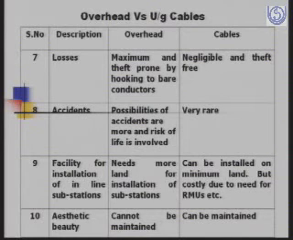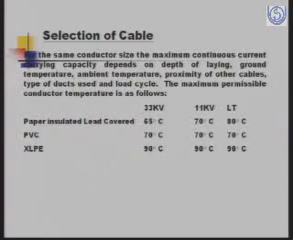Aesthetically also, the underground cable is much better than an overhead line, but the cost of an underground cable is definitely much higher, so that is why we go in for overhead lines. And in cases like metros where we are now using underground cables, the selection of the cable is done on the basis of the maximum permissible conductor temperature. For the same conductor size, the maximum continuous current carrying capacity depends on the depth of laying, underground temperature, ambient temperature, proximity of other cables, types of ducts used and load cycle.